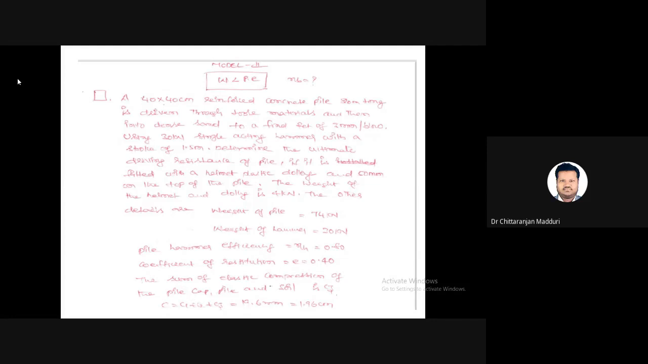Determine the ultimate driving resistance of the pile if it is fitted with the helmet, plastic dolly and 50 mm cushion on the top of the pile. The weight of helmet and dolly is 4 kilonewtons. The other details are given as weight of pile 74 kilonewtons, weight of hammer 30 kilonewtons, pile hammer efficiency 0.80, coefficient of restitution 0.40. The sum of elastic compression of the pile cap, pile and soil is given by 19.6 mm, that means 1.96 centimeters.